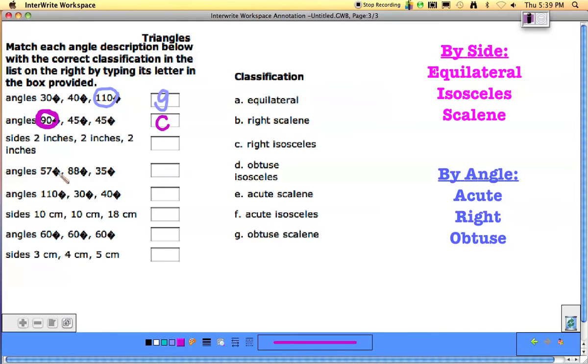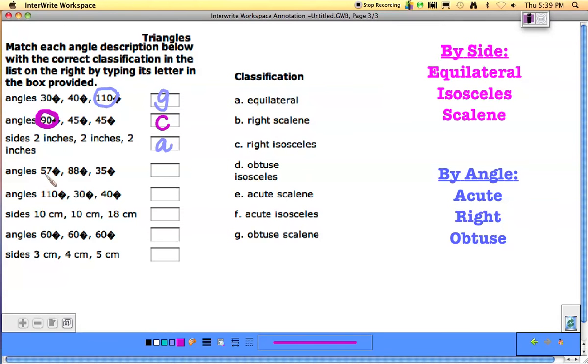The next one says that we have sides of 2 inches, 2 inches, and 2 inches. Well, since we're talking about the outside of the triangle and the measurements of the sides, and they are all the same measurement, I know that this is talking about an equilateral triangle because that means that all sides are equal. It's the easy one.